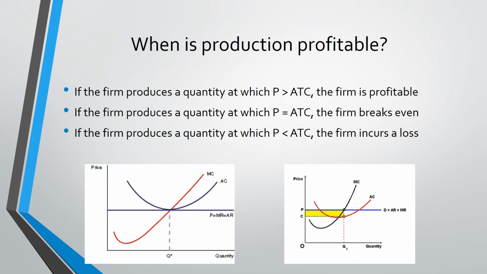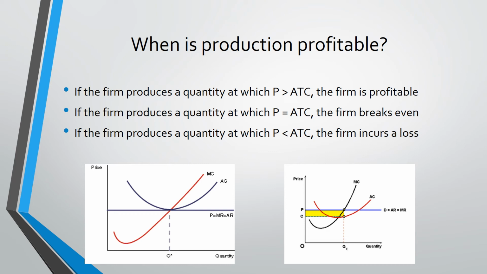Just another version of answering the same question, when is production profitable? Now we're comparing price to average total cost. On the left-hand side, you see a picture with the U-shaped average total cost curve there in blue. The price is that horizontal line. Price is equal to marginal revenue. And at this point, where marginal cost crosses and intersects with price, is also the minimum average total cost. So in that case, that picture is the middle one, where it says price equals ATC. That's showing you what it looks like when the firm breaks even, makes neither a profit nor a loss.